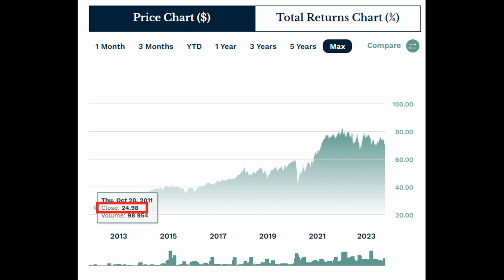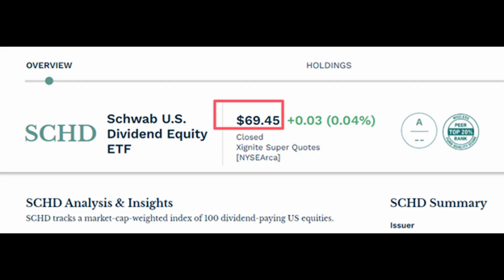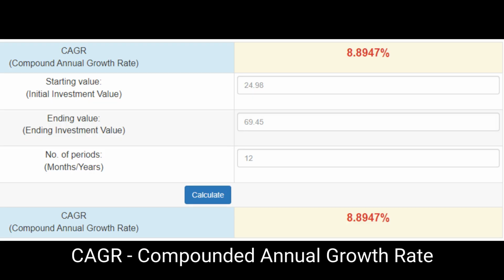First, we need to gather some data for the ETF. We need two basic pieces of information: the compounded growth rate of the share price and the compounded growth rate of the dividend. For the share price, since I could not find it readily available, I will do a quick calculation. At the earliest date for the fund I could find, in the chart, the price had been $24.98. Currently, the price is $69.45. This increase has happened over the span of 12 years. So, if we put this in a compound calculator, the result is 8.89% share price CAGR, which stands for compounded annual growth rate.